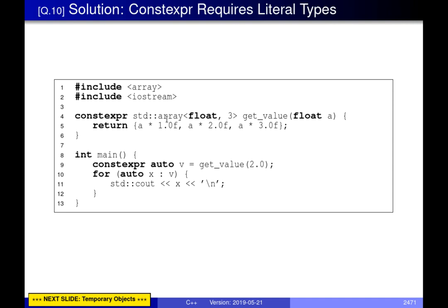So this is an array of 3 floats. The 3 here is the number of elements in the array. But this is a literal type, so it doesn't do any memory allocation and so on. So we could use this at compile time. So in this case, it's a good workaround for this particular problem.